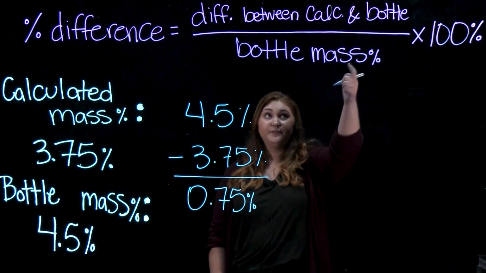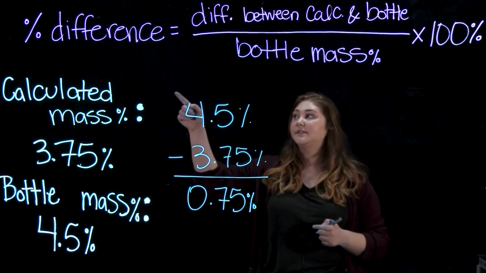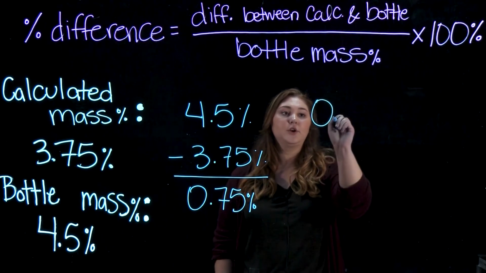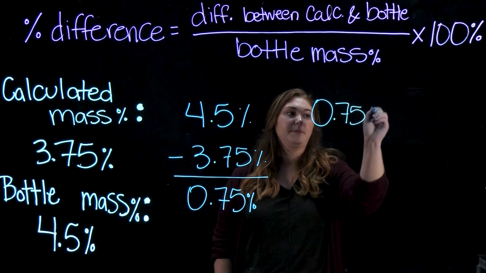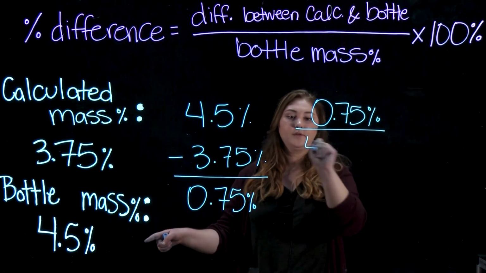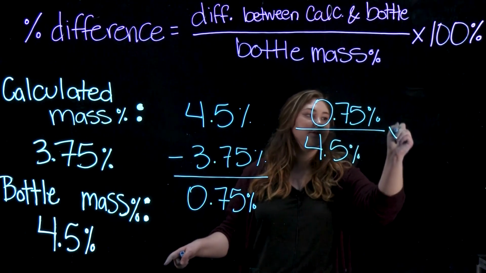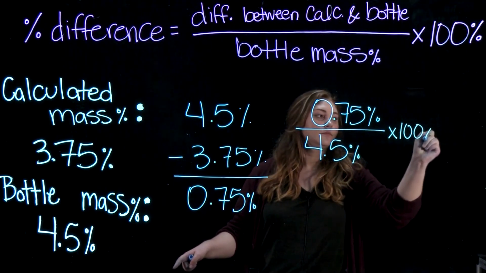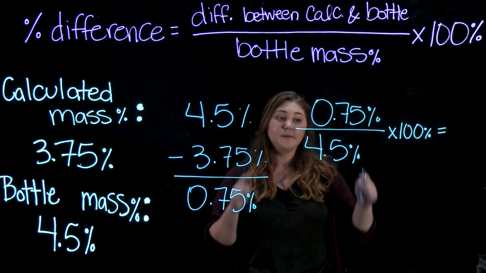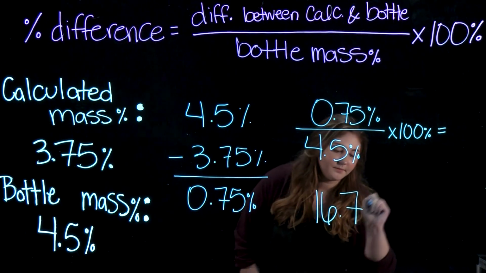Now that I know the difference between the calculated and the bottled mass percent, I can finally solve for percent difference. I do this by taking my 0.75% and dividing by the mass percent on the bottle, 4.5%, multiplying by 100, and solving. If I solve this, my percent difference would be 16.7%.